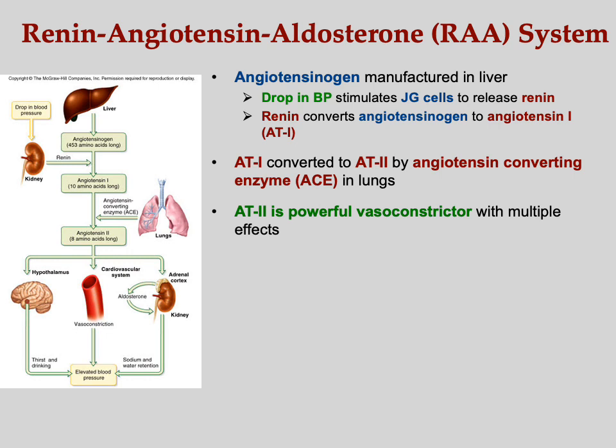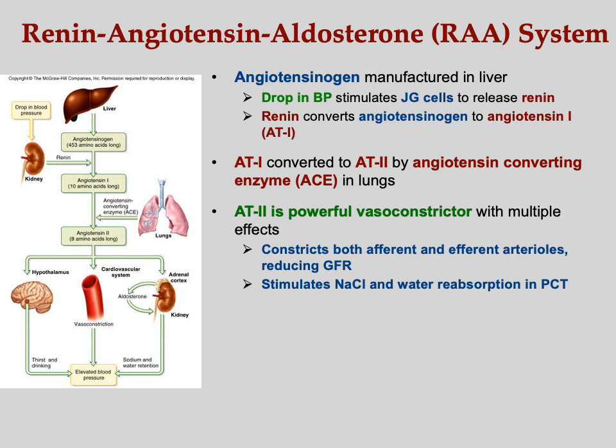So AT2, powerful vasoconstrictor, many effects. Let's see what it does. Constricts both afferent and efferent arterioles, which reduces GFR. Again, so here you go. Renin, released as a hormone, a sympathetic type response to drop in blood pressure. We're going to constrict both afferent and efferent. Therefore, we're not going to be filtering hardly anything right now. We're going to stimulate sodium chloride and water reabsorption in the PCT. Okay? Remember the factors that affect blood pressure, stroke volume, all right?